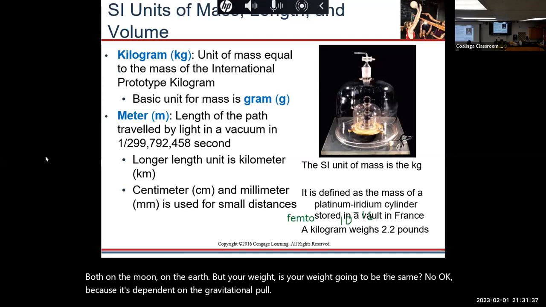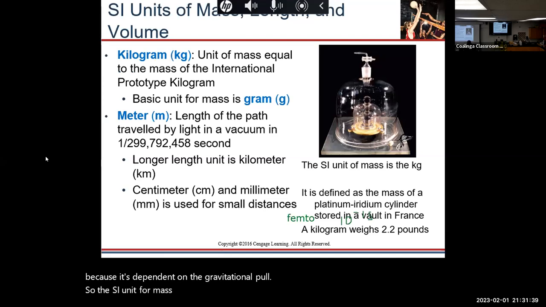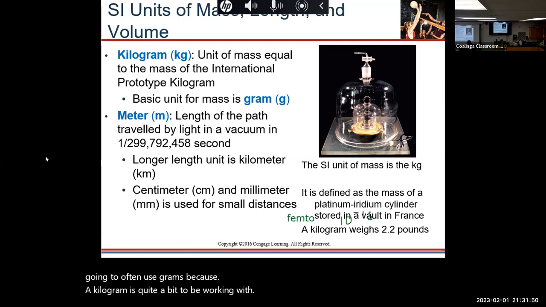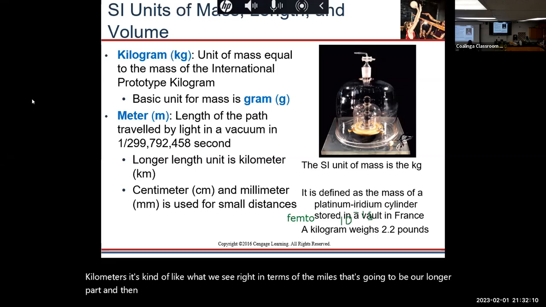The SI unit for mass is the kilogram. The base unit for mass is grams. We often use grams because a kilogram is quite a bit to be working with. In terms of length, meters are our SI unit. Kilometers is kind of what we see in terms of miles, that's our longer unit. And then centimeters and millimeters are used for small distances.